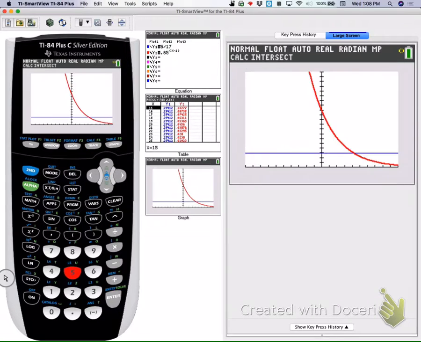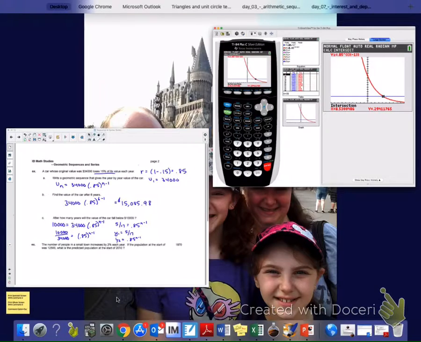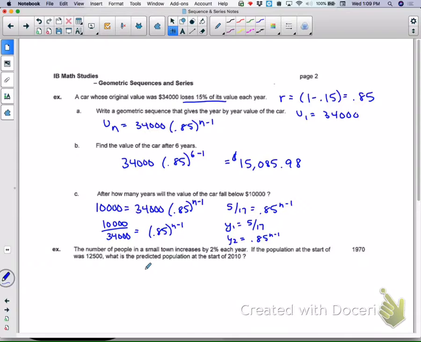Calculate, intersect. So we're looking for the x value. So about 8.5. We do 3 sig figs, I guess. Actually, we should. That would be 8.53 years. Okay. So after 8 years, it hasn't fallen below 10,000, but after 9 years, it will have.